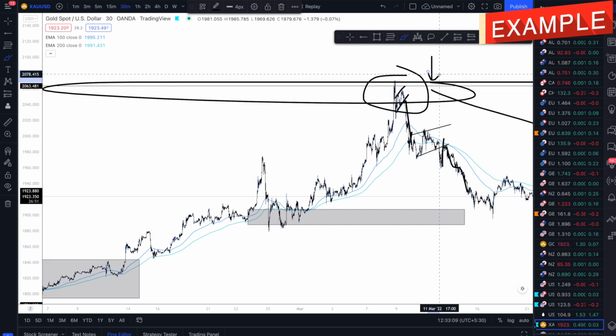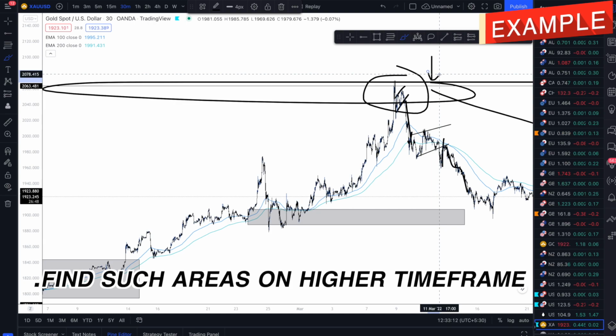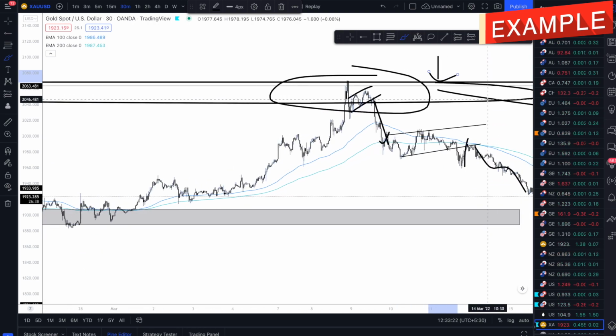So what we're doing is we are finding areas or patterns on higher time frames, and then we are going to lower time frames and using it to find strict and tight stop loss entries. This is how you use multi-time frame analysis, and these are the benefits of it.